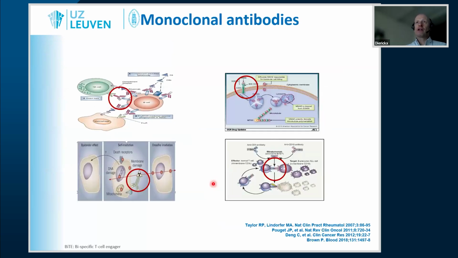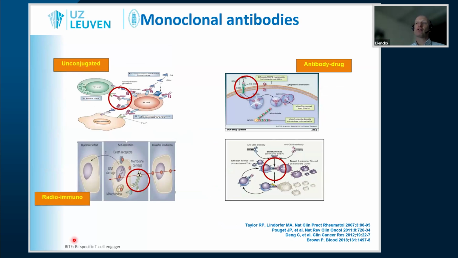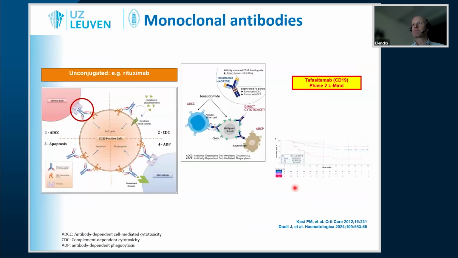How can we use monoclonal antibodies? Well, we can use an unconjugated or a naked antibody. We can bind a chemotherapy to it, then it's called an antibody-drug conjugate. We can bind a radioisotope to it, then it's called radioimmunotherapy. I won't talk about that because it's logistically very difficult and we don't use it in clinical practice. And then we can also combine two parts of antibodies, one against a target and one to attract T cells, and that's what we call the bispecific T-cell engagers.